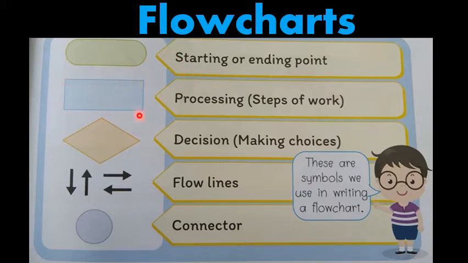A rectangle is processing or steps of work. So that's anything we need to do in a job. The diamond is a decision, so a question that we can answer to see what we do next. The flow lines here are just arrows that show us where to go, and a connector if we need to bring something back around.